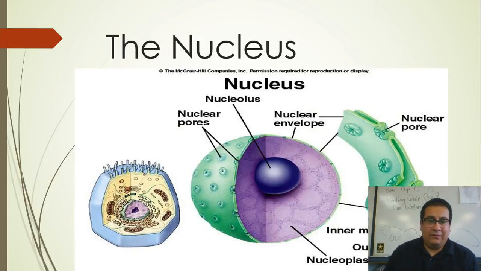Here's the nucleus in itself. The nucleus is a membrane-bound organelle. That means it has a membrane around it. Here's a nucleolus. The nuclear envelope is made up of two membranes and a nuclear pore.